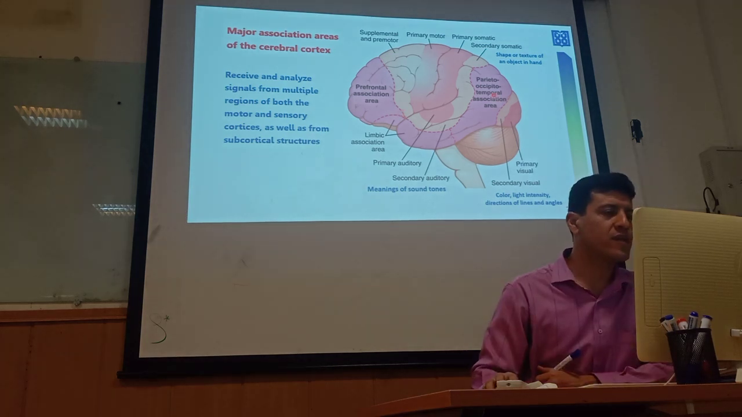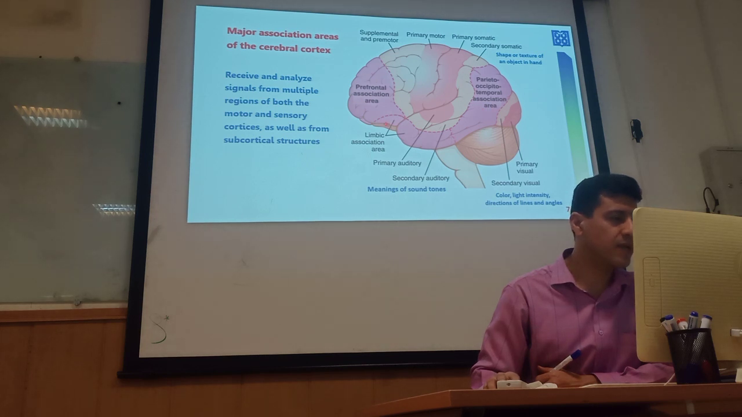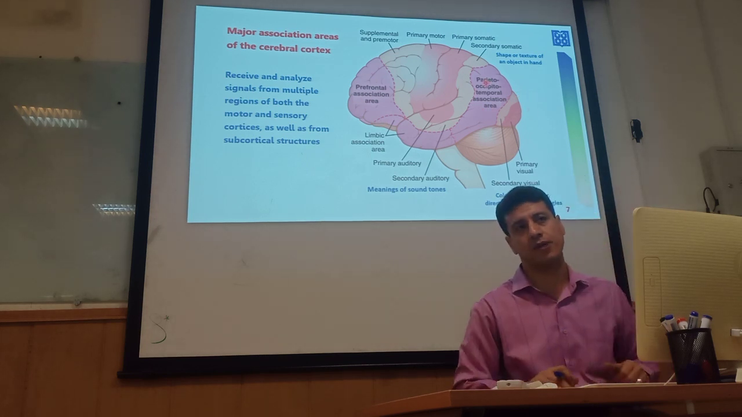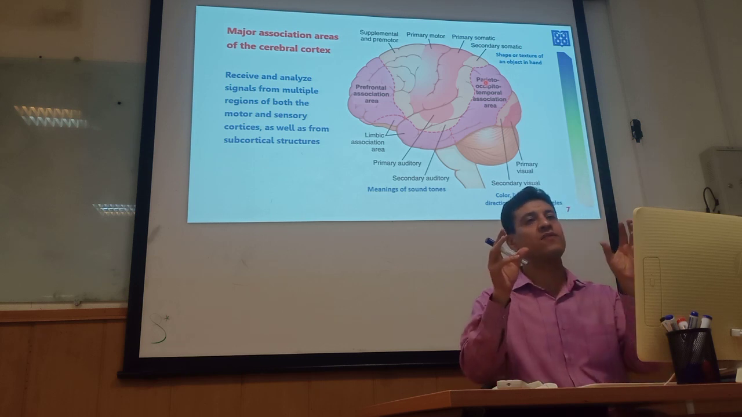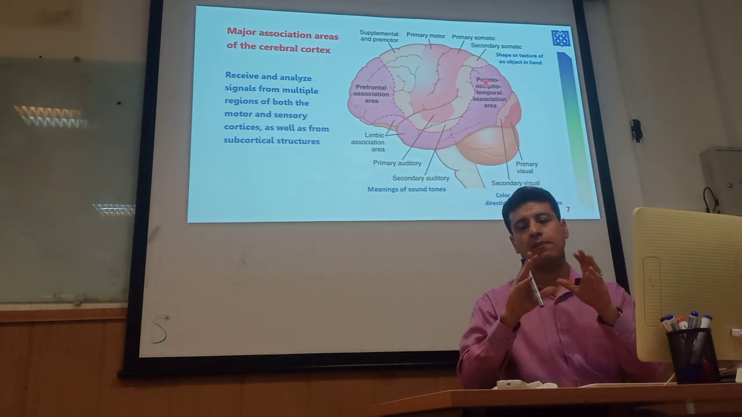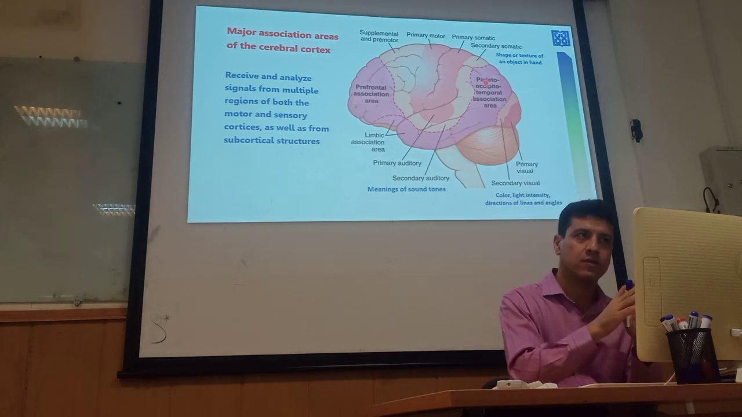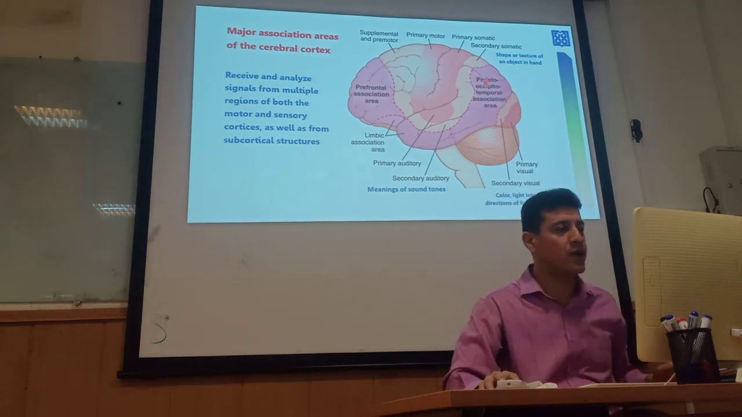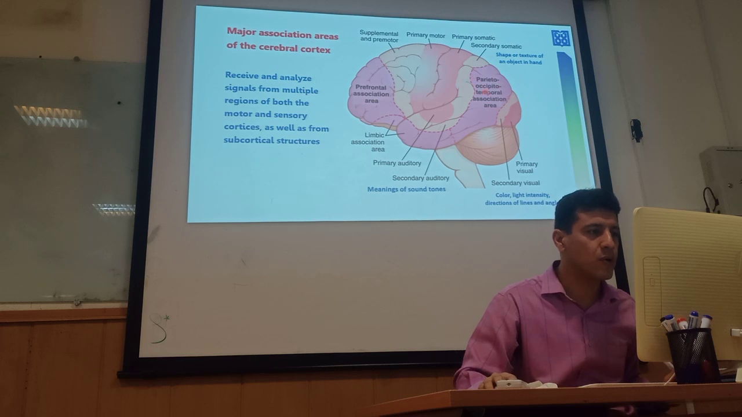The rest of the cortex, here, here, and here, are called associational areas. They make an association between different areas of the cortex, between the sensory part and the motor part, or between different senses. For example, we have the parieto-occipitotemporal association area. It receives information from somatosensory, visual, and auditory areas.